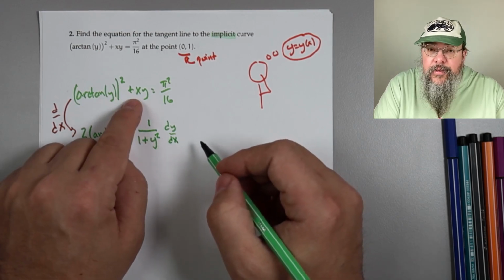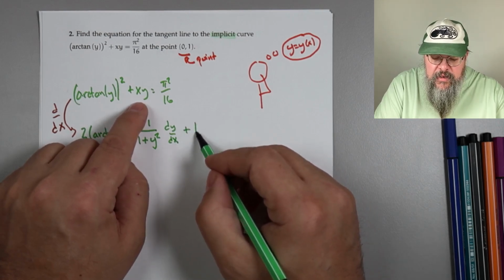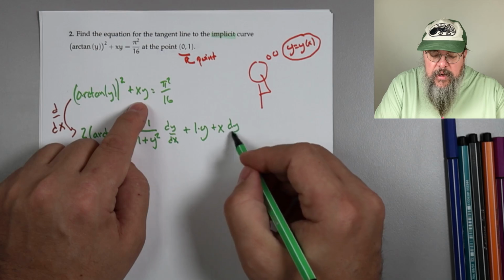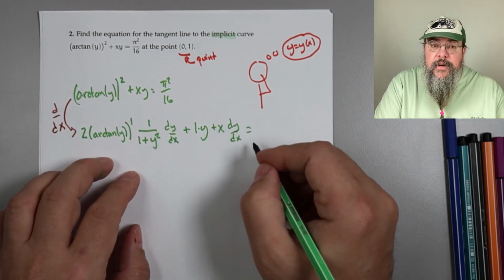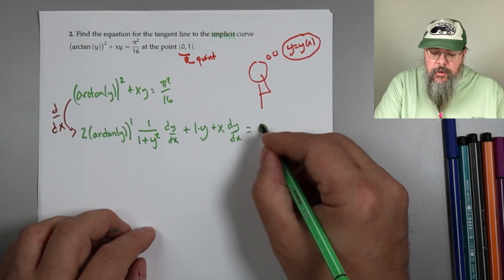How about xy? Well, product rule. So we're going to have the derivative of the first times the second, 1 times y, plus the first times the derivative of the second, dy/dx. Now that's the derivative of the left. That equals the derivative of the right. And the derivative of pi squared over 16, 0.